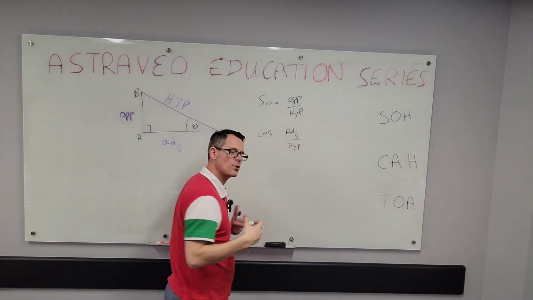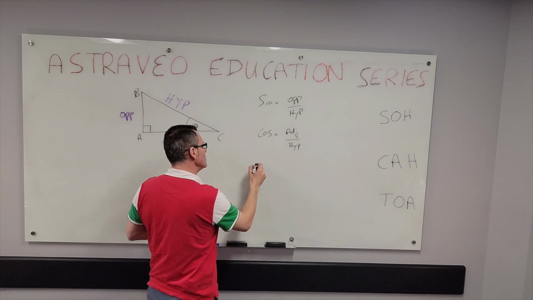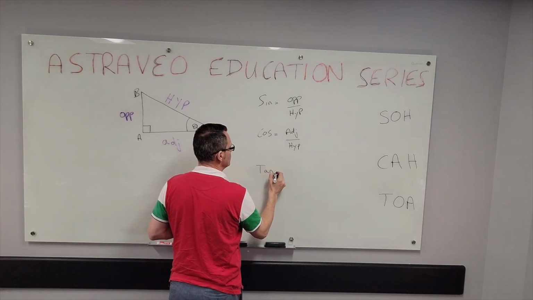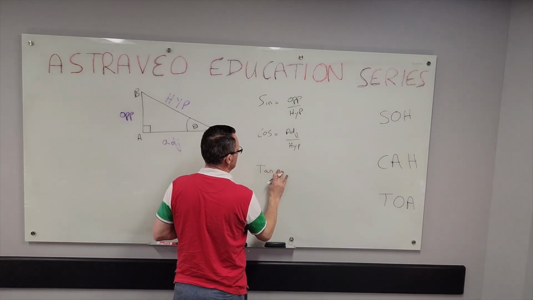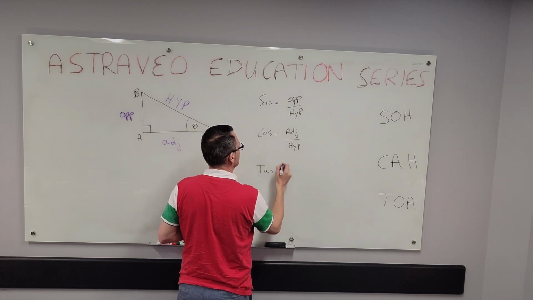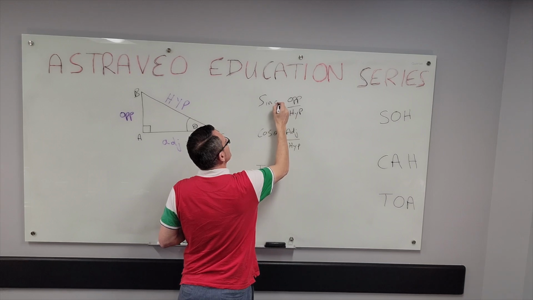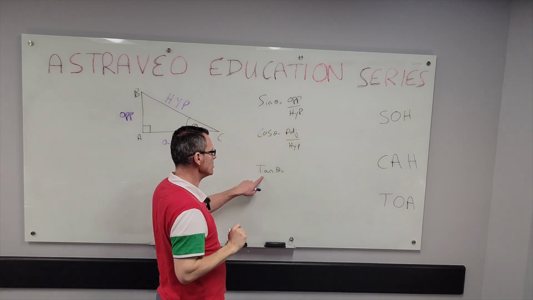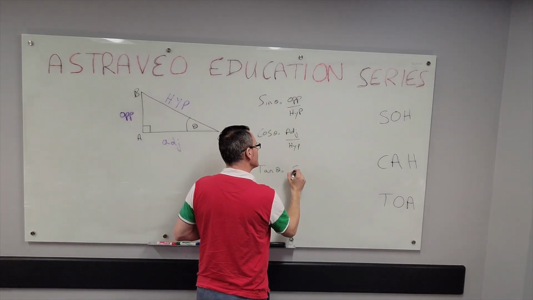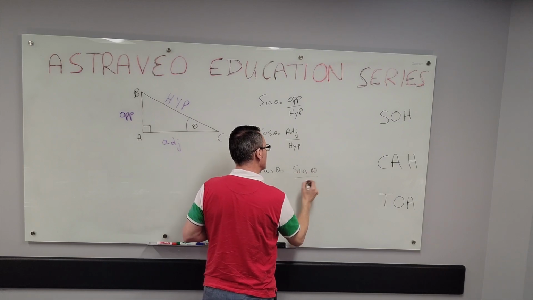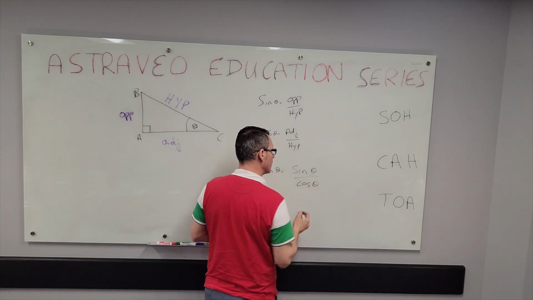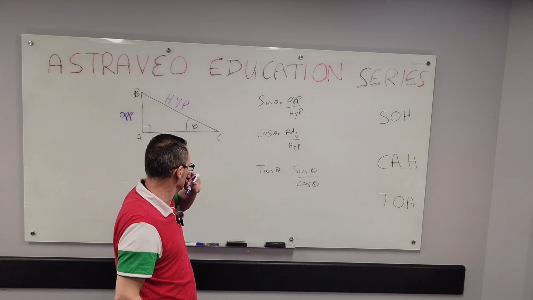Now we know TOA is opposite over adjacent, but tangent, we have a special definition for tangent. I've been a bit naughty here. I should put the angle in as well. It's just a little bit lazy. Okay, tangent theta is also sine theta divided by cosine theta. That's a formal definition.